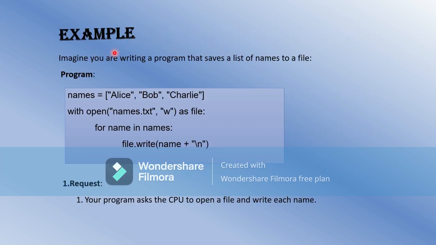So here is the example. Imagine you are writing a program that saves a list of names to a file. It's a Python program. First, your program asks the CPU to open a file and write each name. It does this with the line: with open names.txt, w as file. This line tells the CPU to open a new file called names.txt where the names will be saved.